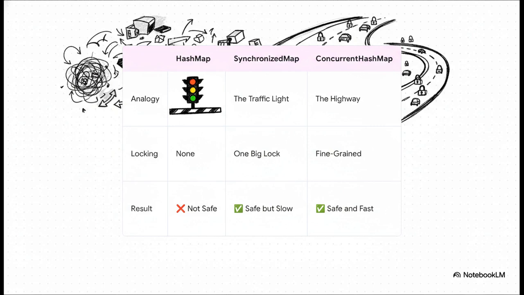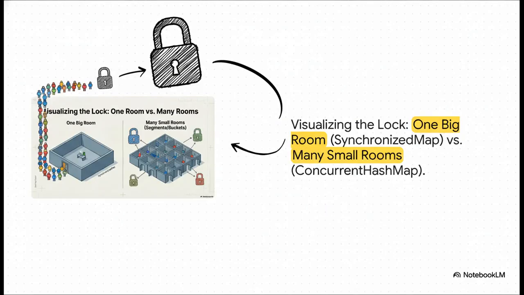And that brings us to the modern solution, ConcurrentHashMap, which is like a multi-lane highway. It uses a clever trick called fine-grained locking, letting lots of threads work at the same time without getting in each other's way. And this visual just makes it all click.